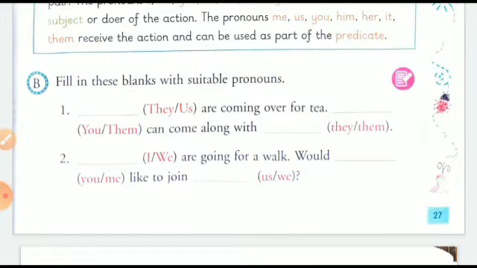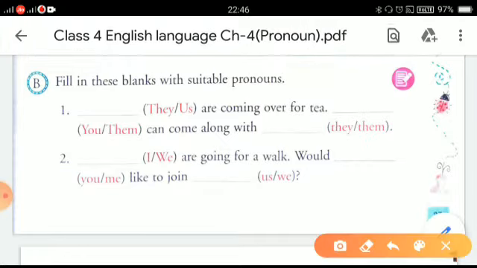Now let's fill in these blanks with the help of suitable pronouns. They are coming over for tea. You can come along with us. You can come along with them. We are going for a walk. Would you like to join us?